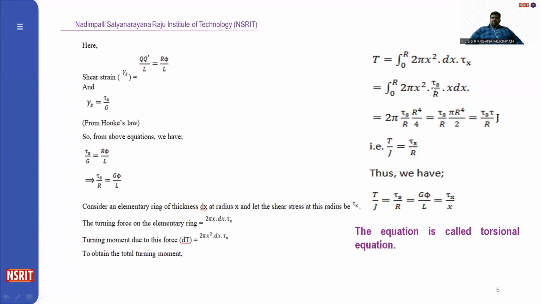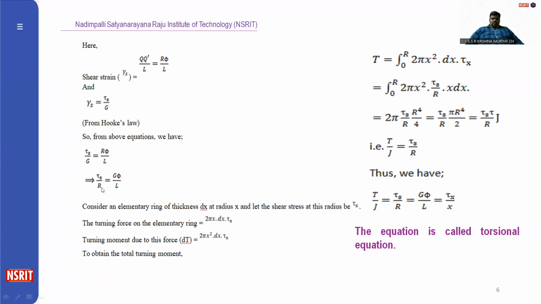So 2 pi tau s by r is constant, so we can take it outside. x square into x means x cube, and the integral of x cube with respect to x is x power 4 by 4. If I substitute the upper limit and the lower limit, we get r power 4 by 4. On simplification, I can write it as tau s by r into J. So T by J is equal to tau s by r.